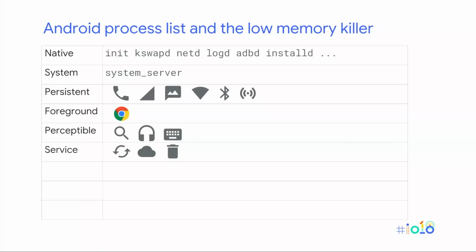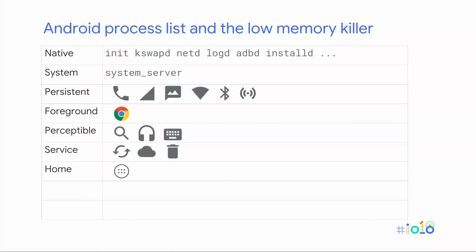After the perceptible apps, we have services. These are services started by applications for things like syncing or uploading, downloading from cloud. And then we have the home app. This is what you get when you hit the home button. It often hosts your wallpaper if you have something there.